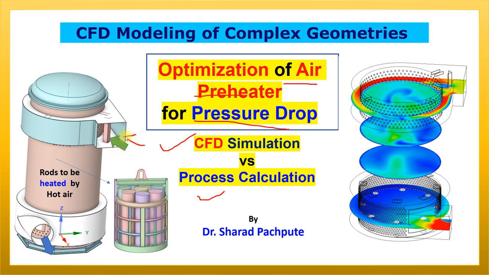Hot air passes through the air inlet of this preheater, and after that it flows over this rod placed in the basket. After that, this cool air is exhausted from the outlet.